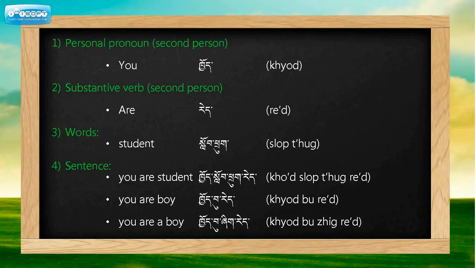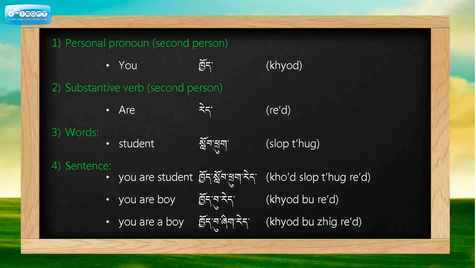Unit 1, Chapter 2. Let's look at personal pronouns in second person. For you, in Tibetan, it's kyu. Now let's look at our second person substantive verb. For "are", it's re. Our new word for student is loptuk. Now let's make a sentence. How do we say you are a student? Kyu loptuk re.